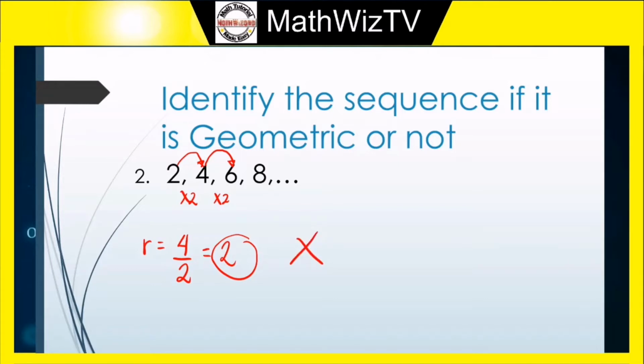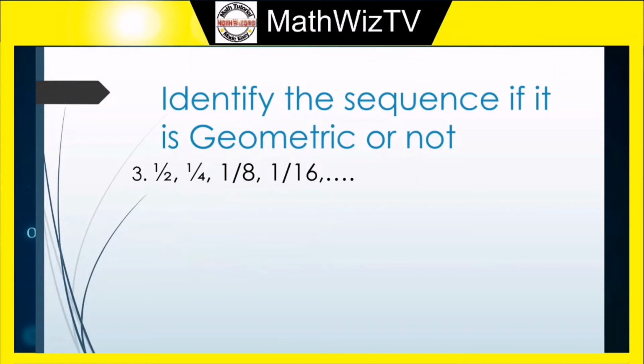Okay? Let us try another, number 3. So again, solve for R. To solve for R, we need a sub 2 all over a sub 1. And in here, our a sub 2 is equals to 1/4. So we get 1/4 all over our first term, which is 1/2.